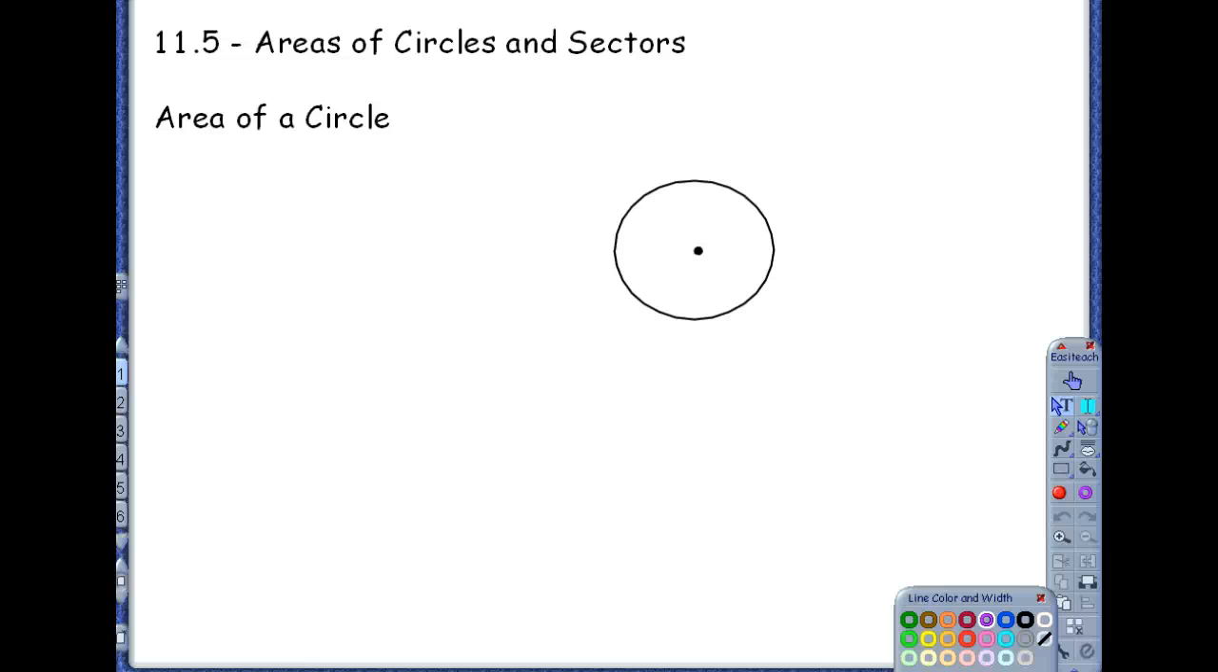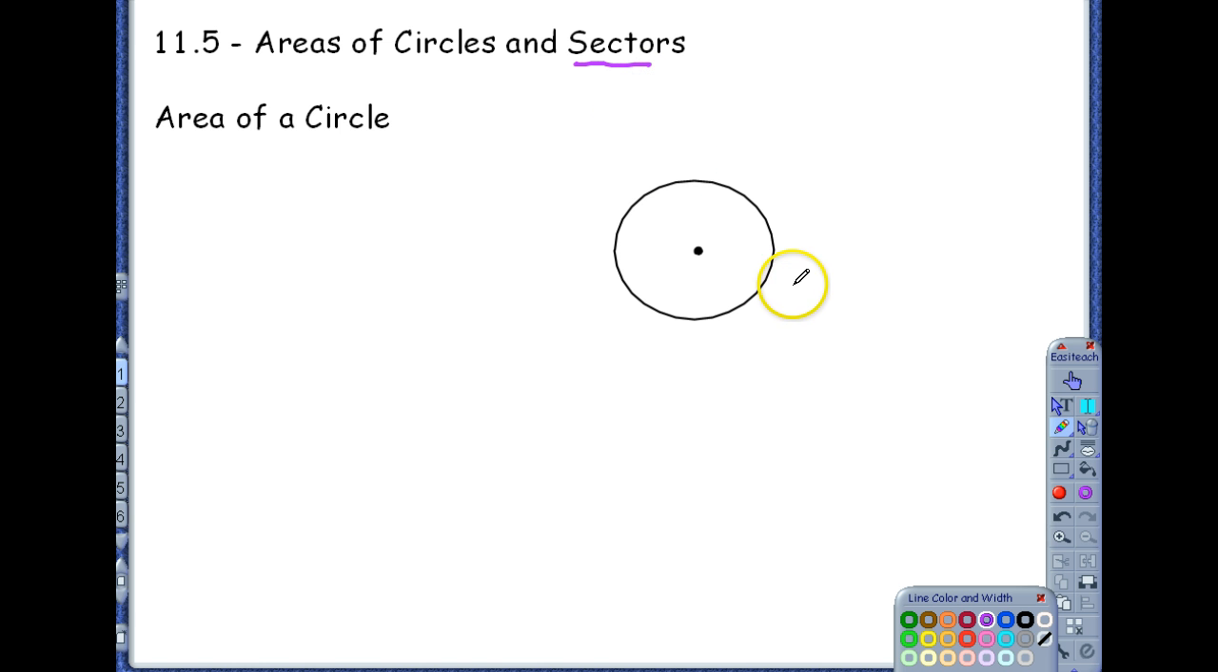Section 11.5 is going to talk about more with circles, but now we're going to apply what we know about circles to the idea of an area. So instead of the circumference and arc length, we're going to be finding the area of a circle. And you're going to also notice a new word. We have this word sector. So we're going to define that in just a minute, okay?